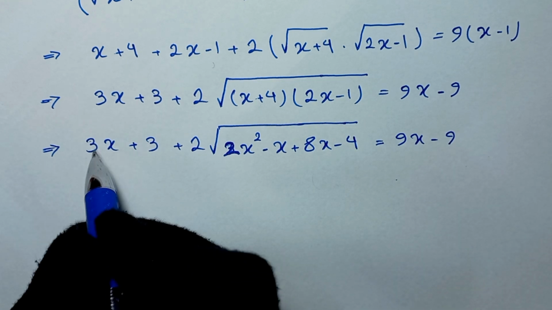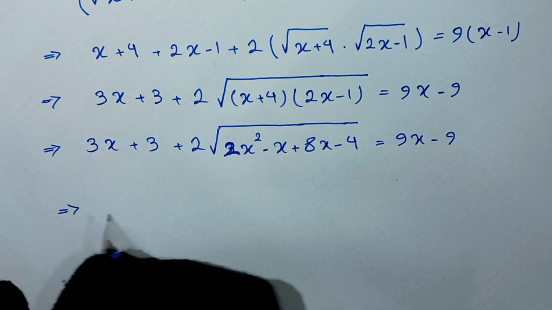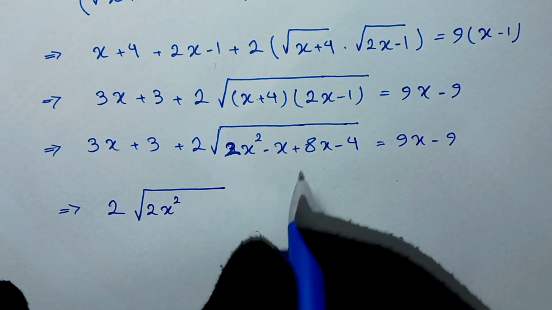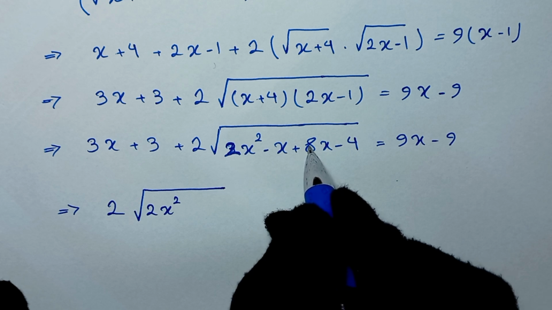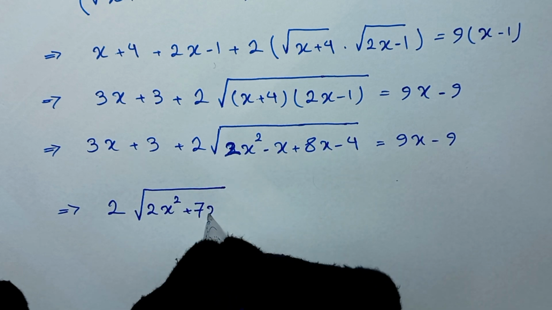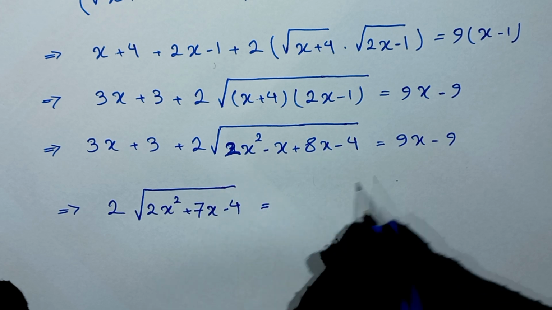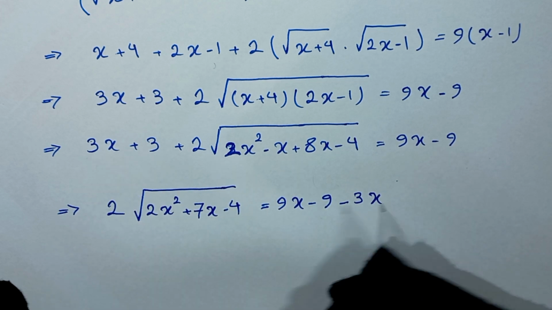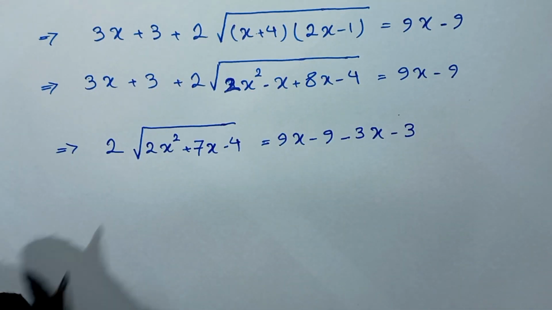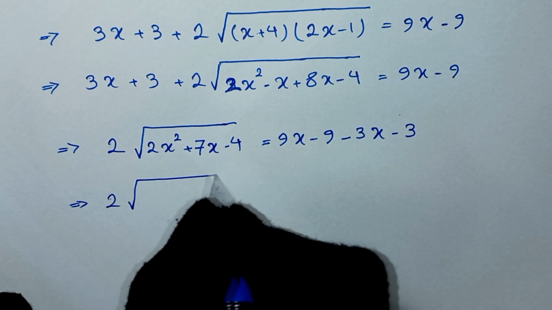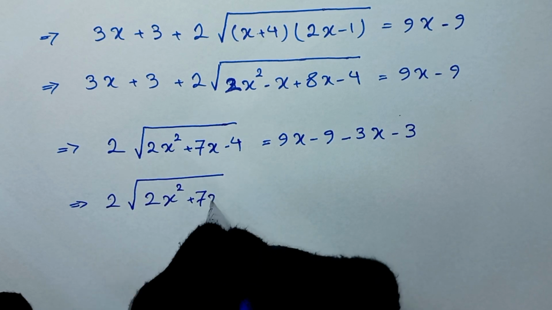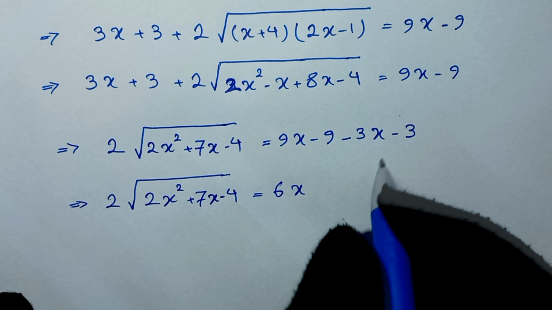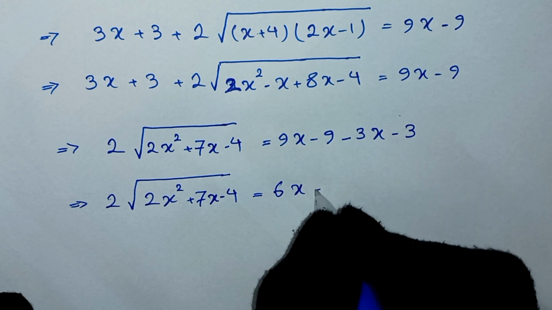In the next step, we take this and this to this side, and it will be 2 times the square root of 2x squared negative x plus 8x, it will be 7x, and minus 4 is equal to 9x minus 9, and this to this side it will be negative 3x, and this to this side it will be negative 3, and it will be 2 square root of 2x squared plus 7x minus 4 is equal to 9x minus 3x, it will be 6x, and negative 9 minus 3, it will be negative 12.